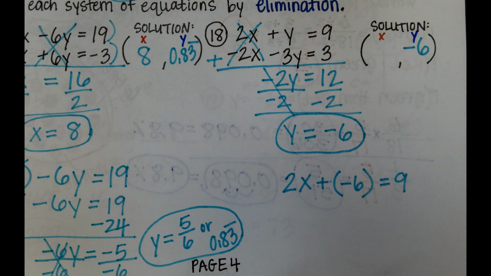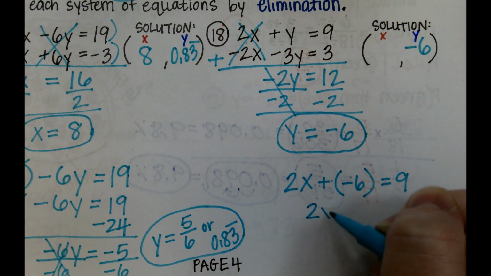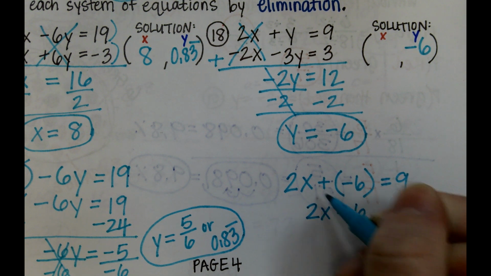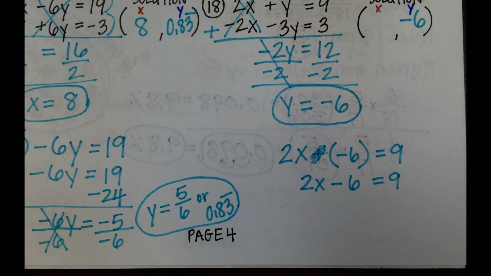What are we going to do here? This one's a little tricky. Add 6. Another thing that might be confusing to some people: when you see plus a negative number, this is the same thing as 2x minus 6. You don't need the plus sign anymore. 2x minus 6 equals 9. That might look a little easier to move things around.